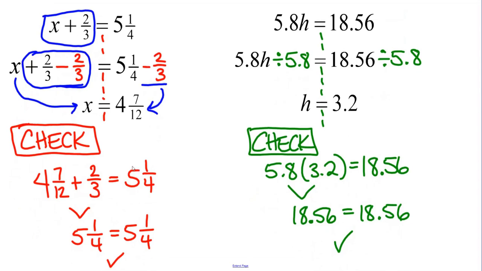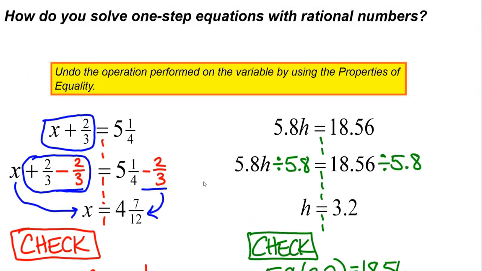And if you check that like we always have, 4 7/12 plus 2/3 is 5 1/4. So that is our solution, and we know we're correct. So when in doubt, always plug that solution back into the original equation to see if you got it right.